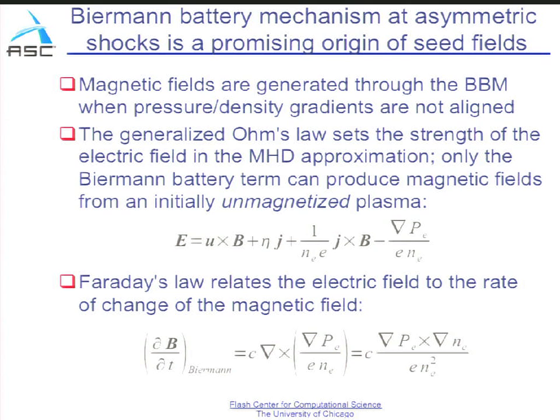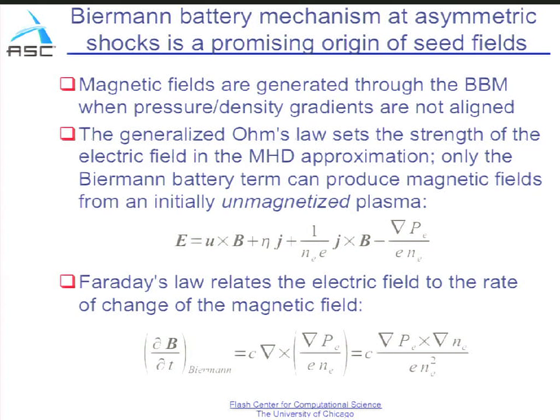So what could actually create fields in the universe from nothing? One of the most promising mechanisms is what is called in this field the Biermann battery mechanism. And really what's happening here is that when there are gradients in the electron density and in the electron pressure that are not aligned, then the result of that is the creation of magnetic fields from nothing.